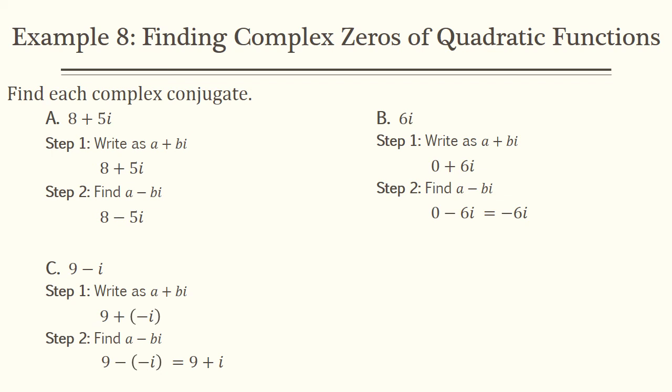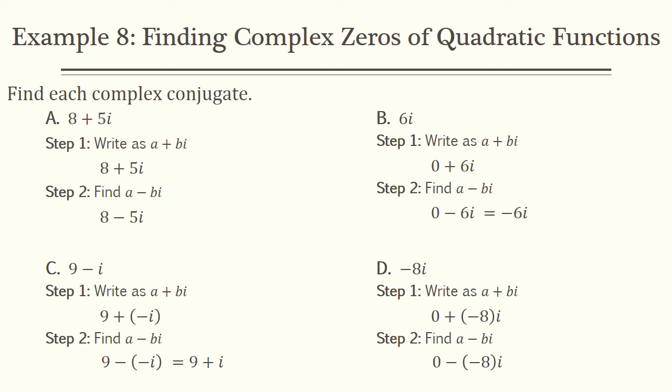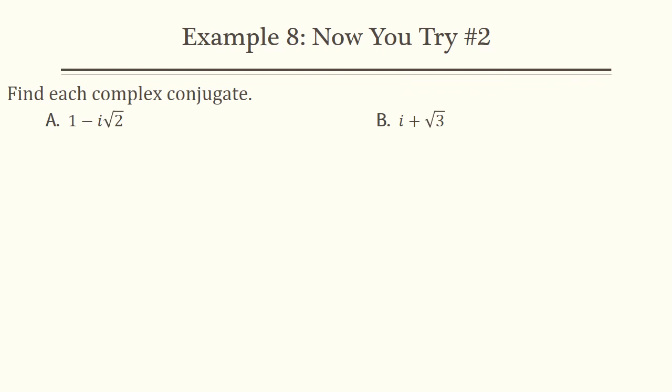But we're not done there yet either. We're going for another one. Negative 8 times i. Step 1, write it as a plus bi. There is no a, so that's going to be 0. And I'm going to add negative 8 times i. Now, step 2, find a minus bi, replacing a and b. And you get 0 minus negative 8 times i. Simplified is just 8i. Now it's your turn. Have fun.